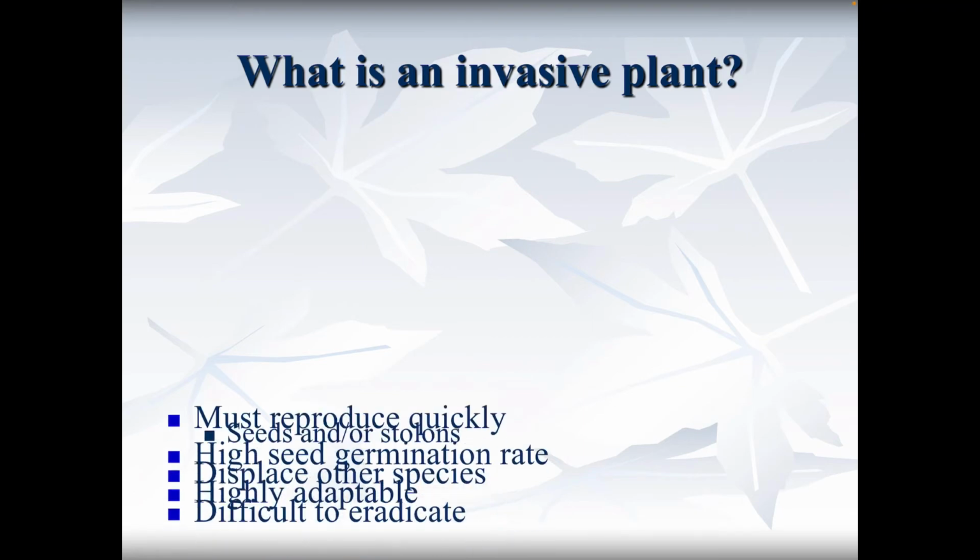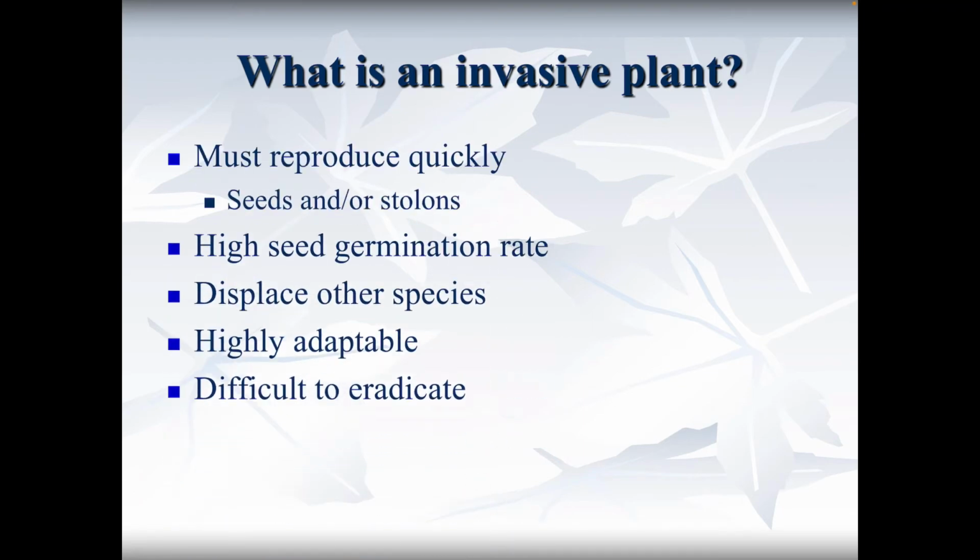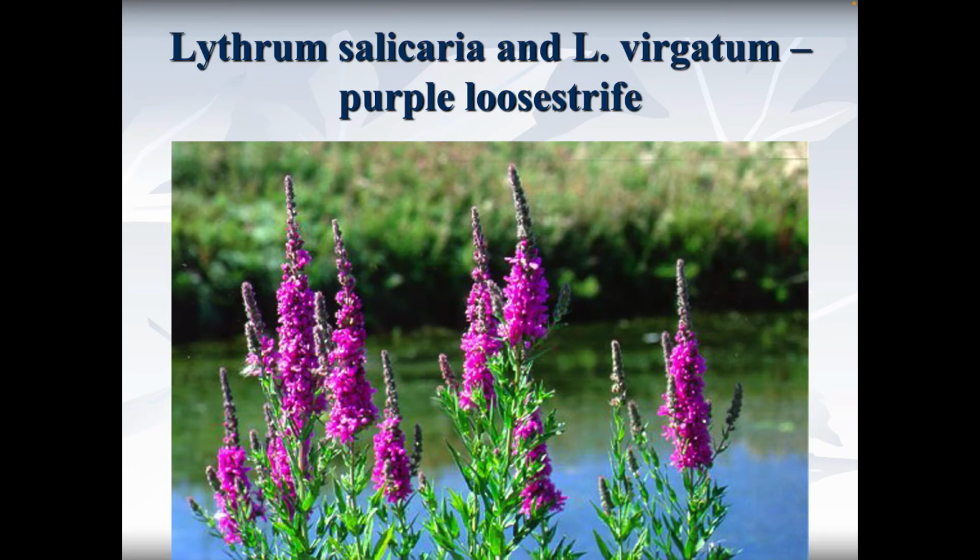What's an invasive plant? What does a plant have to do to become invasive? Well, it has to be capable of reproducing quickly. It has to have a very high seed germination rate. It has to be capable of displacing other plants, adaptable to a wide range of conditions, and very, very difficult to kill. You guys have probably all seen these types of plants. Think of Canada thistle and how hard that plant is to kill.